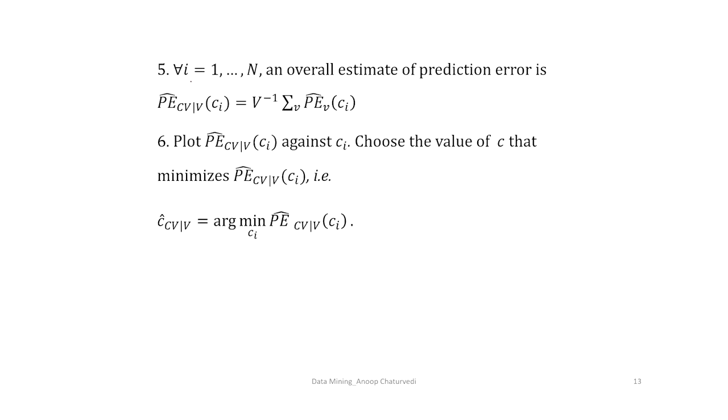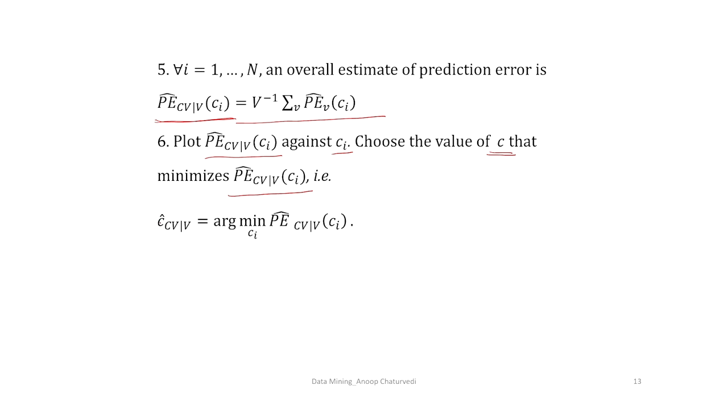Then, for all i equal to 1 to capital N, an overall estimate of prediction error is PE hat CV given c_i, which is equal to V inverse summation over V of PE hat V c_i. So, for each value of c_i, we compute this estimator of prediction error. Then we plot this estimated prediction error against c_i and we choose the value of C that minimizes the estimated prediction error. So, this is how we can apply V-fold cross validation for obtaining the value of C.